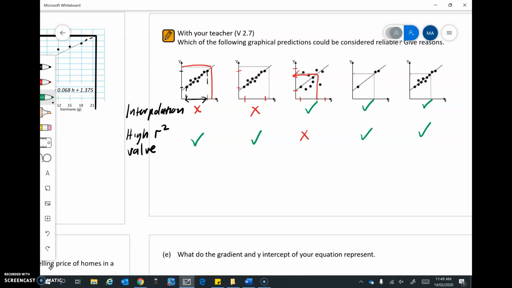So the final thing we want to ascertain is, have we collected enough data? Plenty of data points.